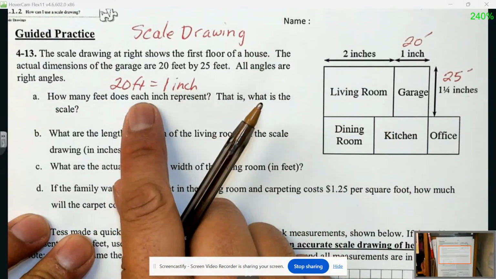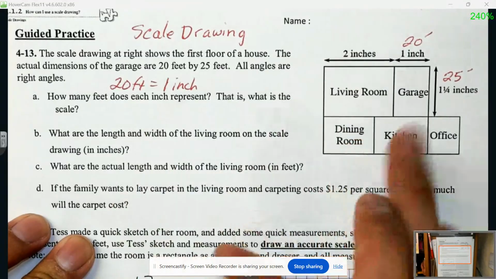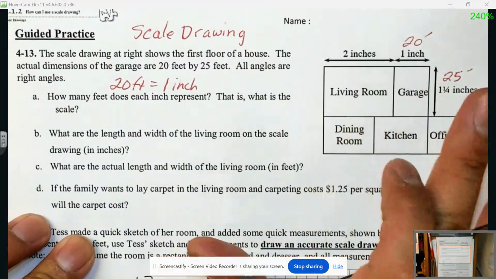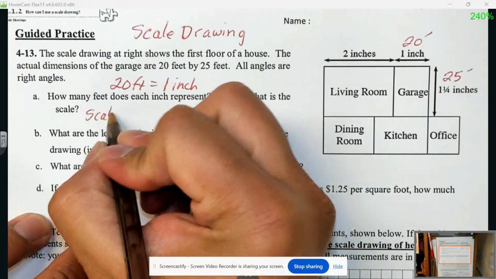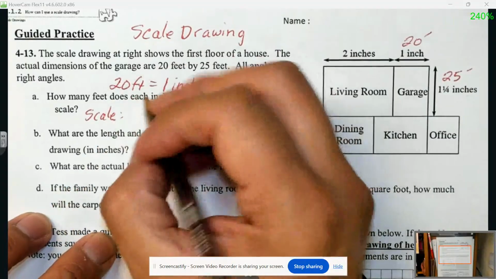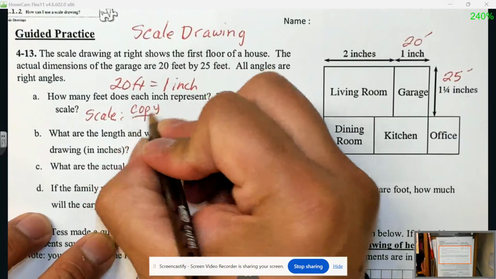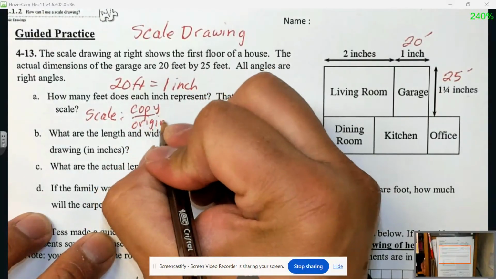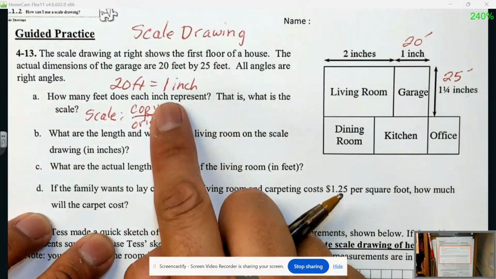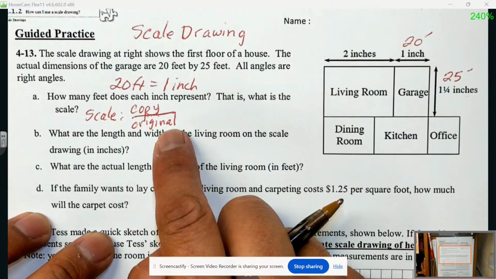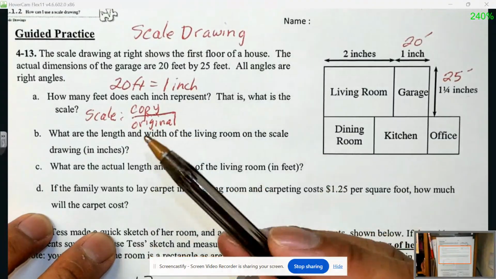And what is the scale? So we're talking about the scale factor between the drawing and the actual size. If you remember from a previous lesson, we know that scale factor is copy over original. That's how we get the ratio. If the copy is smaller than the original, then something is decreasing in size. If the copy is larger than the original, then it's increasing in size.